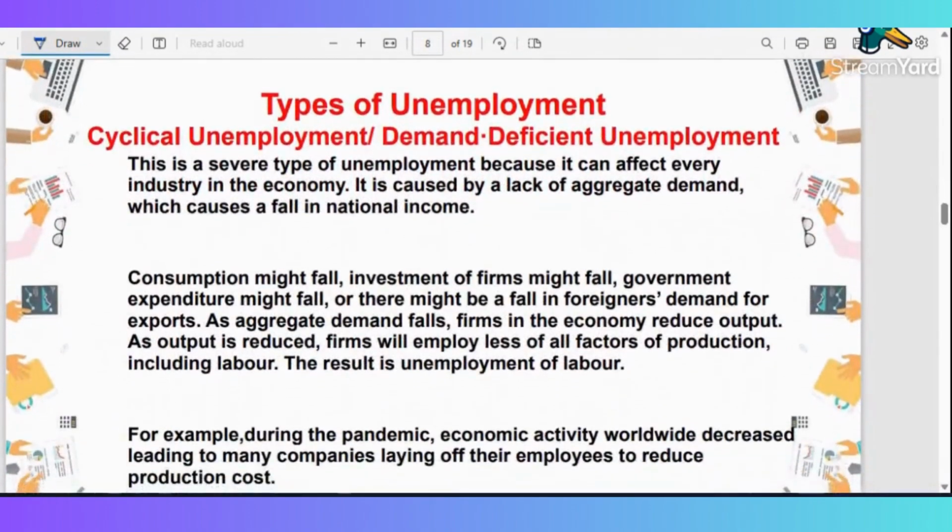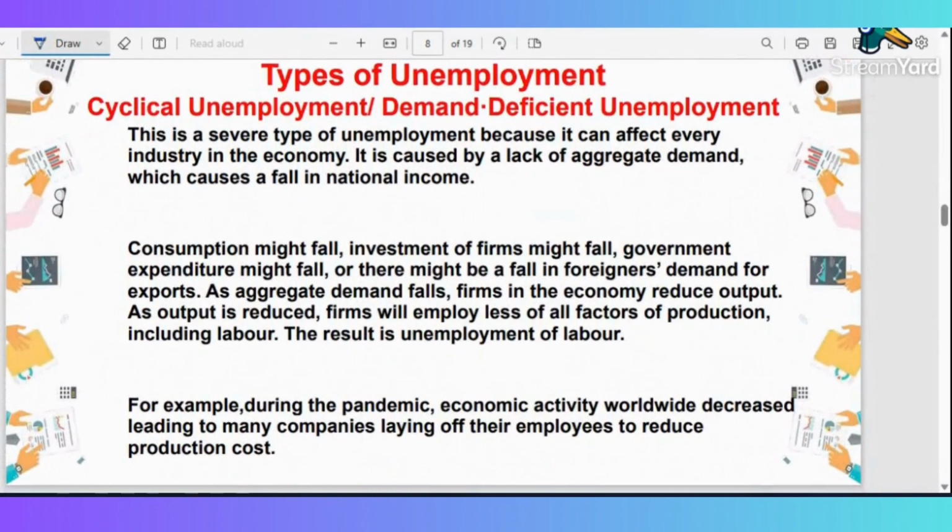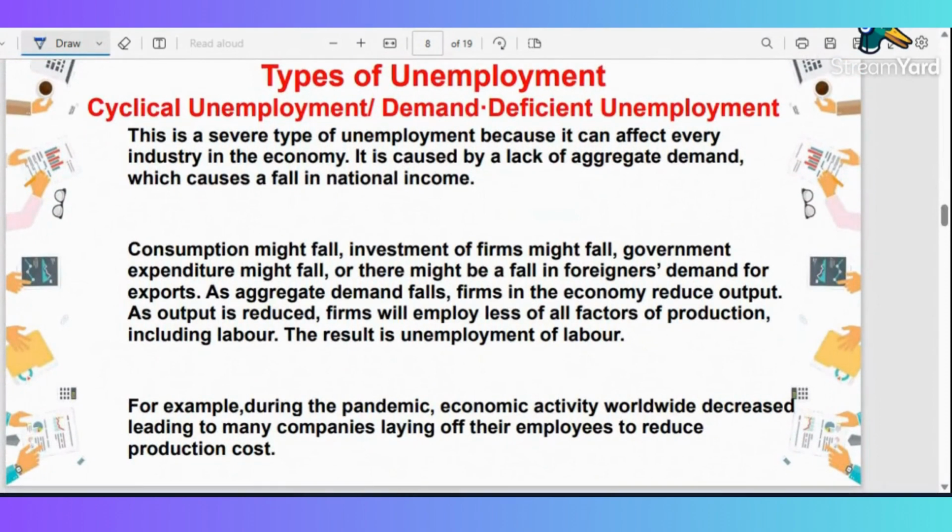We also have cyclical unemployment, which is also the same as demand deficient unemployment. It states that it's a severe type of unemployment, right? Severe because it can affect every industry in the economy. Now, it is caused by the lack of aggregate demand, which causes a fall in national income.